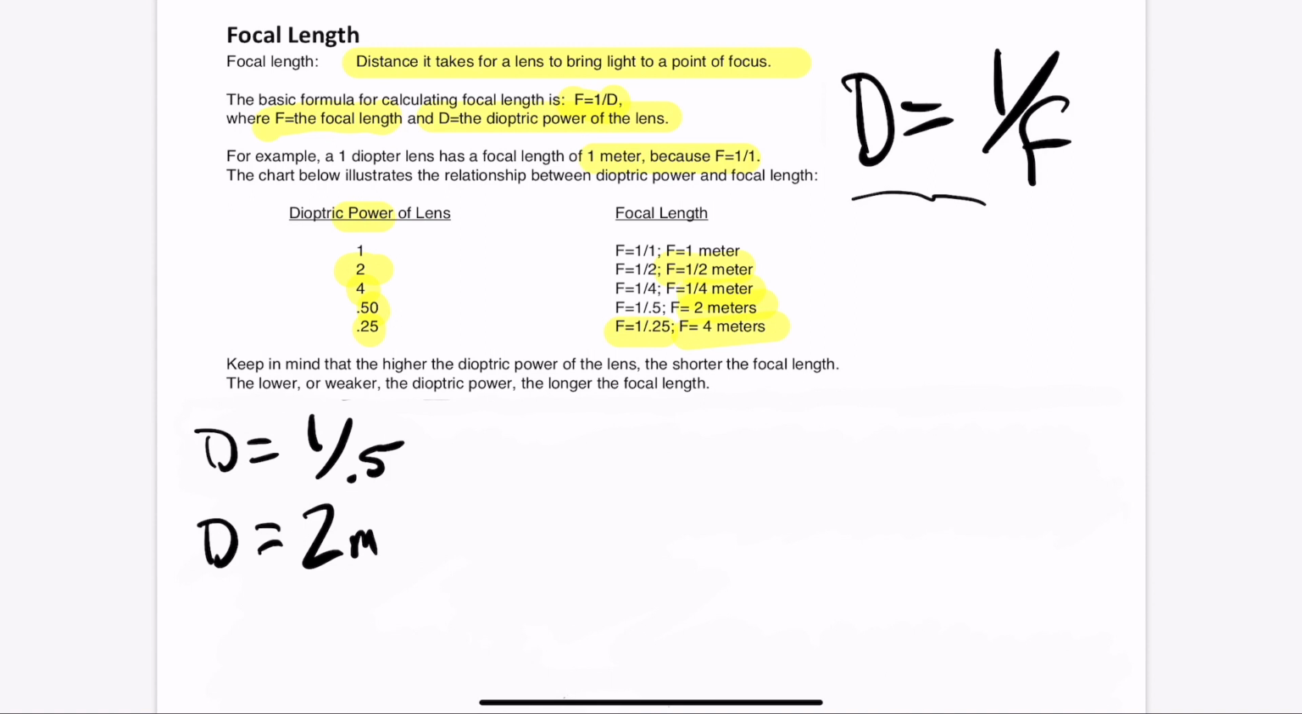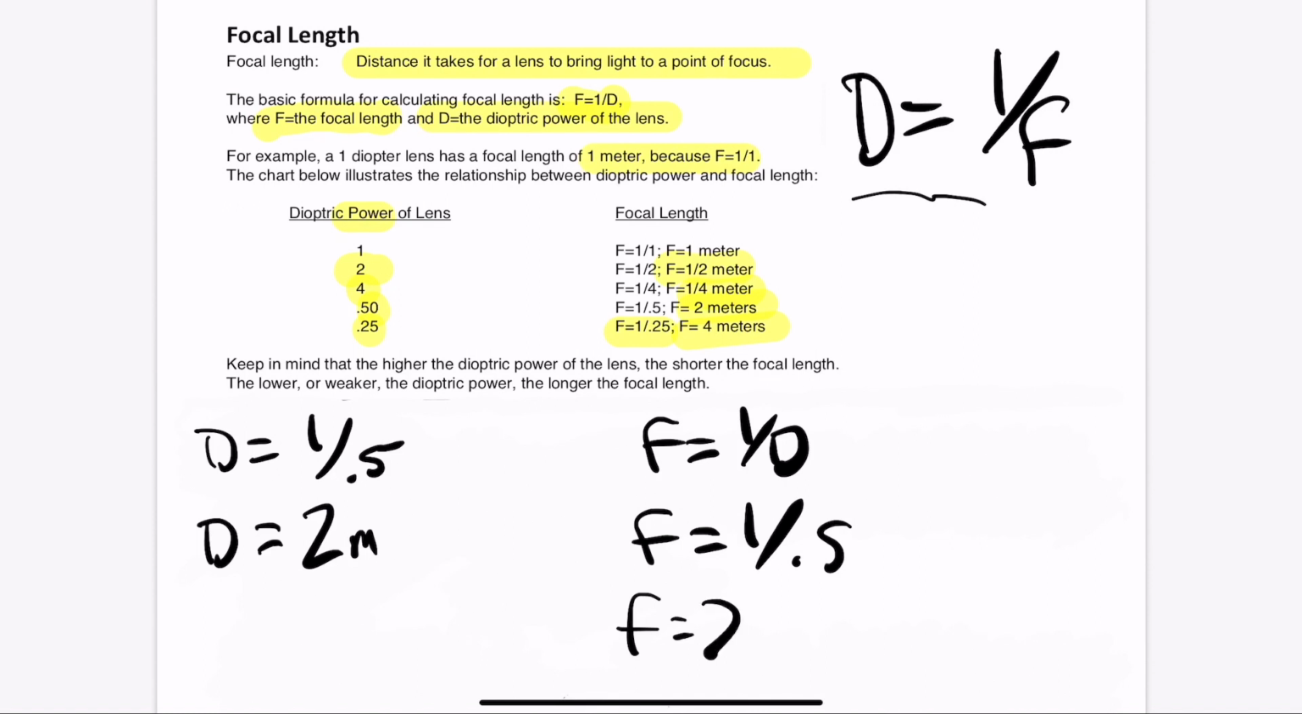Now, later on in your practice exam, that's worded a little differently. It says, a lens whose power is half a diopter has a focal length of. So if we do that one and we do F equals 1 over D, and then we say F equals 1 over 0.5, we would get F equals 2.